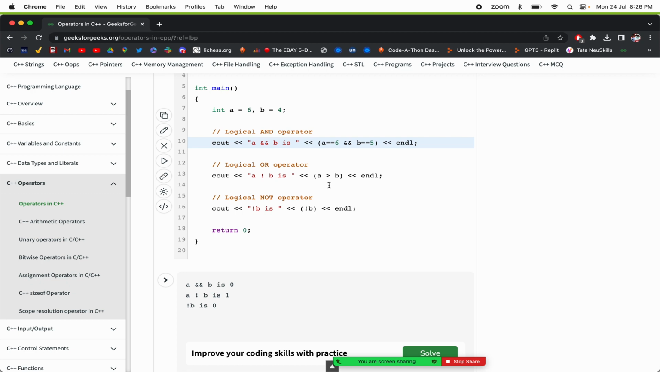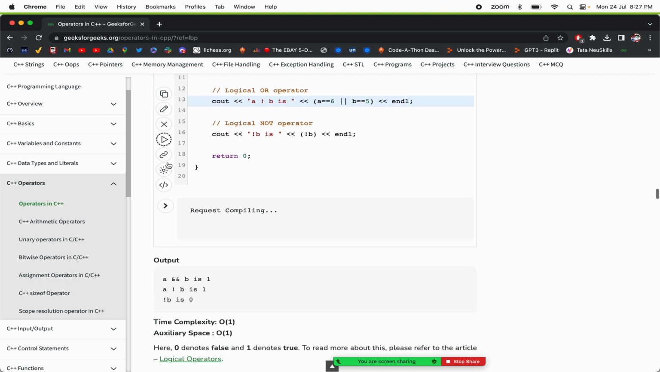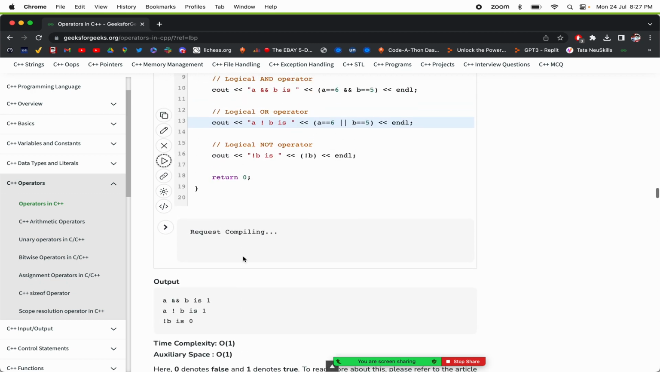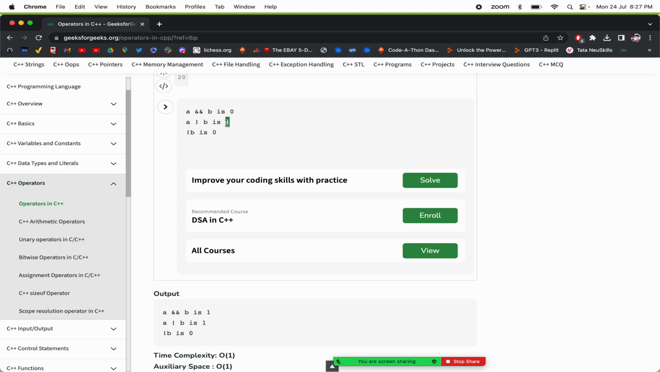So now we could also use the or operator. A or B we have already seen. Let's just give the same condition, a equals to 6 and b equals to 5. Now b equals to 5 is not true, but a equals to 6 is true, right? So this is true, this is false. And as one of the operands is true, we'll get true over here. As one of the operands is true, we'll get the value 1, that will represent true.